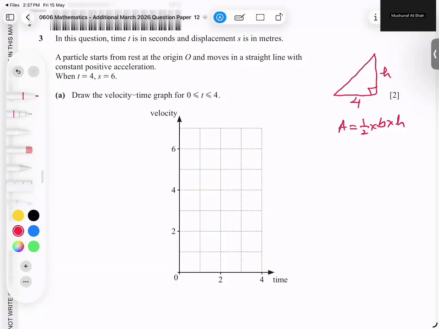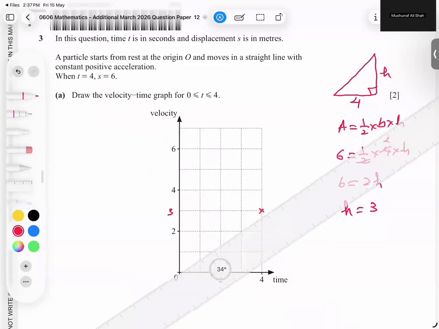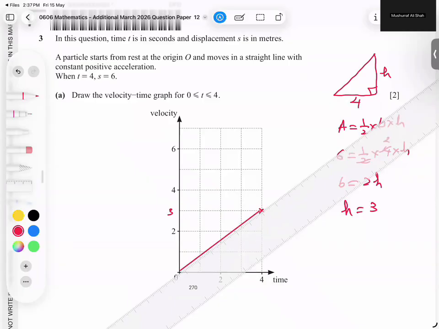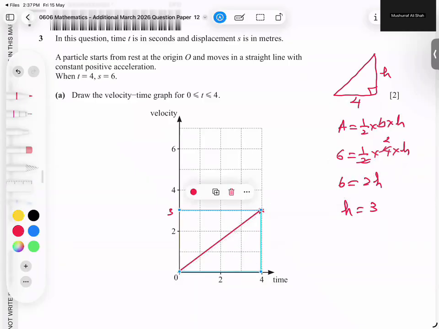But the area we know, because this triangle is the distance traveled. So in place of this area, I'm going to put s equals 6. Base 4, height is unknown. 6 is equal to half times 4 times h, so 2h, and h becomes 3. So 3 is here, and we have to match 3 and 4. I'll take a scale and join them. I hope this part is clear.